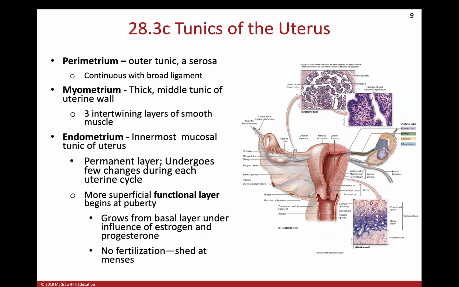Now, what will be important is the myometrium. This is the thick middle tunic of the uterine wall, and it is 3 intertwining layers of smooth muscle. So this is the muscle that's actually responsible for uterine contractions.